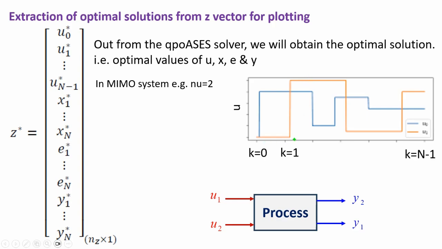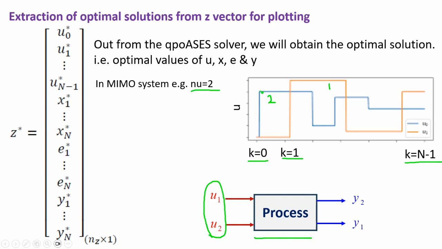For example, let's say the process has 2 control inputs, control input number 1 and control input number 2. For each time step, from k equals 0 to k equals N-1, we will have the optimal solution for both control inputs. That means for both u1 and u2. This represents the optimal solution.